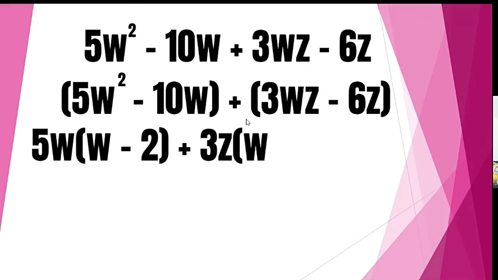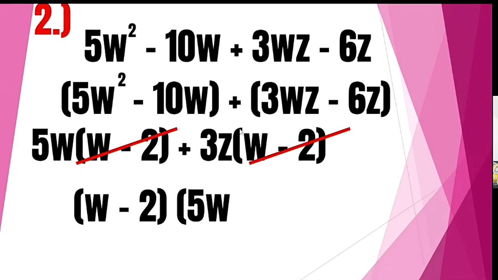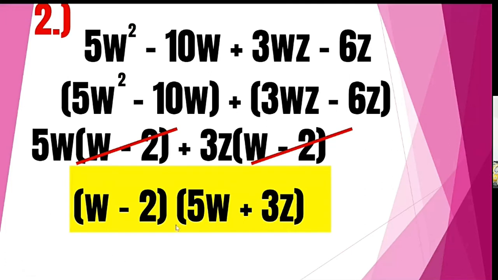And then this one, magkaiba ng number. So, divide natin. 6 divided by 3, that is negative 2 kasi negative yun nandito. And then, parehas ng variable, parehas din ng exponent, cancel out. That's why we have w minus 2. And then, lagay na natin as final answer. Combine na natin. Pagsamahin yung parehas, which is yung nasa loob ng parenthesis, which is w minus 2. And then, yung greatest common factor nila, which is 5w plus 3z. And that is the final answer.